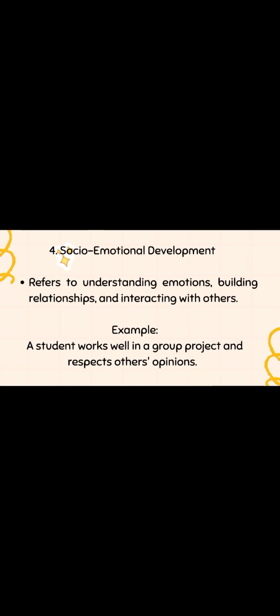Language development refers to the ability to understand, speak, read, and write language. Examples: a student improves reading comprehension and writes essays. Socio-emotional development refers to understanding emotions, building relationships, and interacting with others. For example, a student works well in a group project and respects others' opinions.